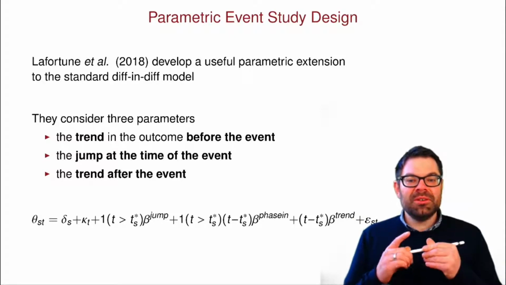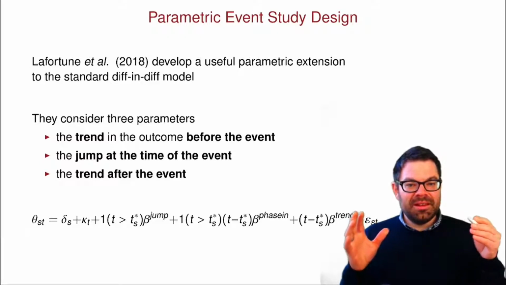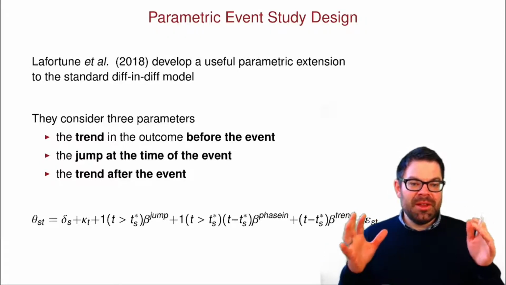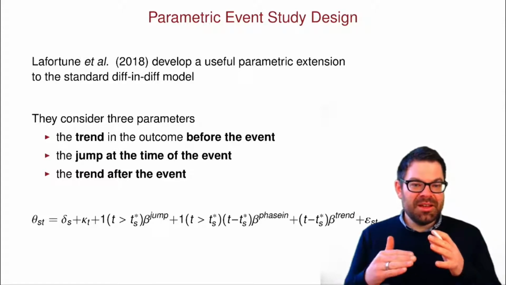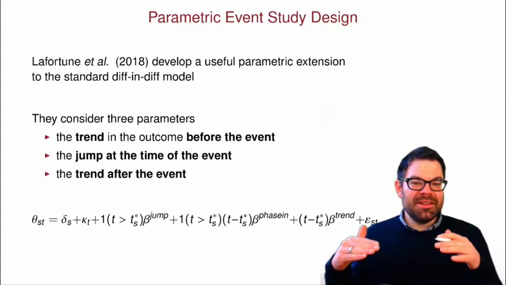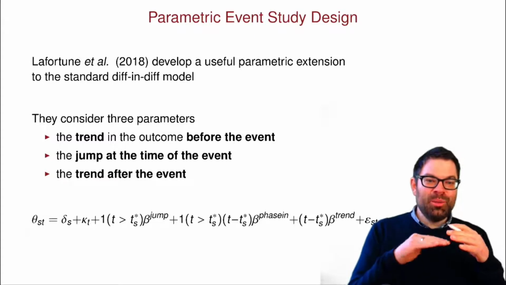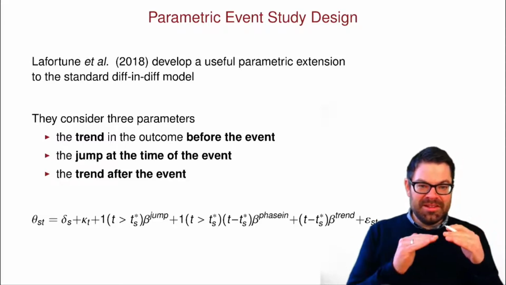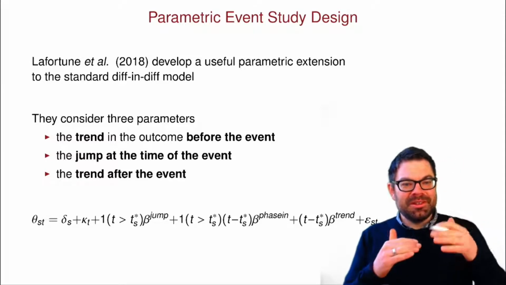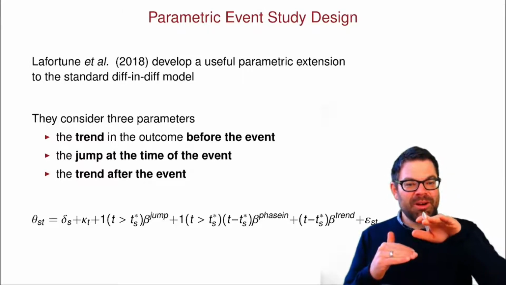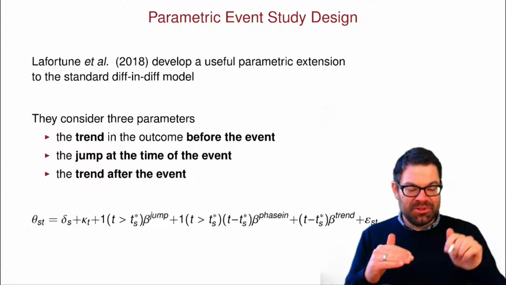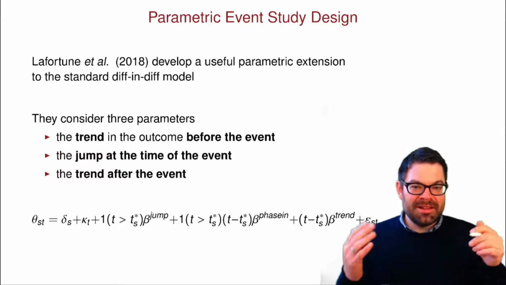So what they do here is they split the sample period, so the event window, into 3 periods. One is the phase-in region, that is basically the lead up to the event. Then they account for the jump, and then they also account for trends after the event has passed.